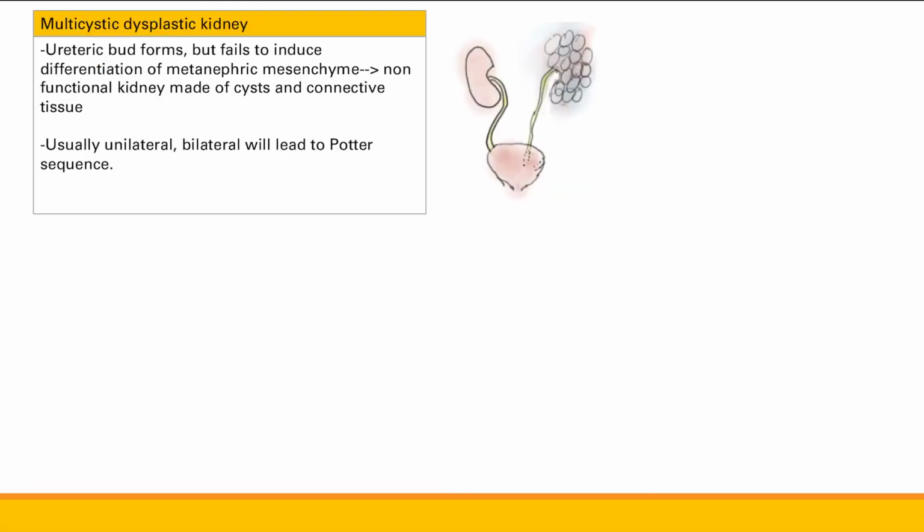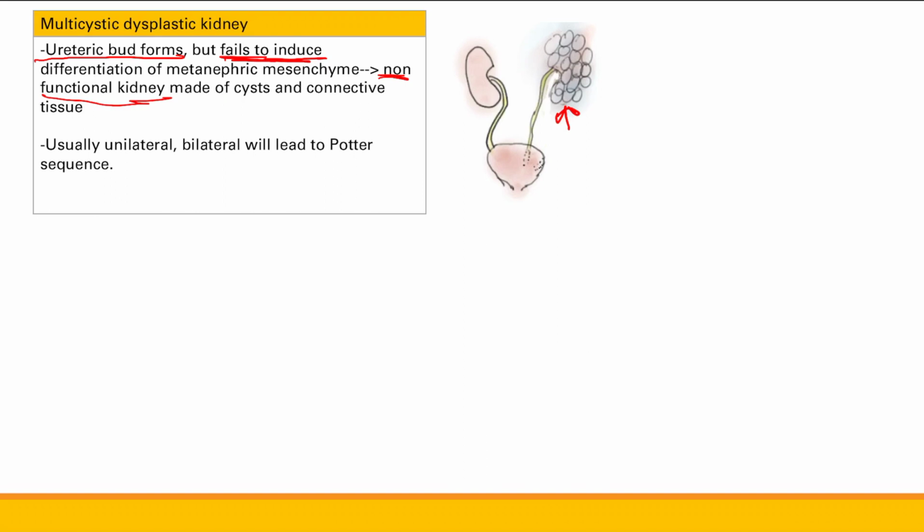Okay, so now we have multicystic dysplastic kidney. In this case, the ureteric bud does form. So renal agenesis, you don't even have formation of the ureteric bud. In this case, it does form, but the problem here is the failure of inducing differentiation of the metanephric mesenchyme. It does not induce differentiation of the metanephric mesenchyme, so now you're going to have a bunch of non-functional kidney tissue. It's going to be made of a bunch of cyst and connective tissue. Okay, that's what we see here.